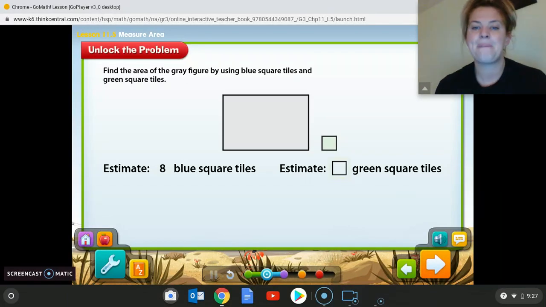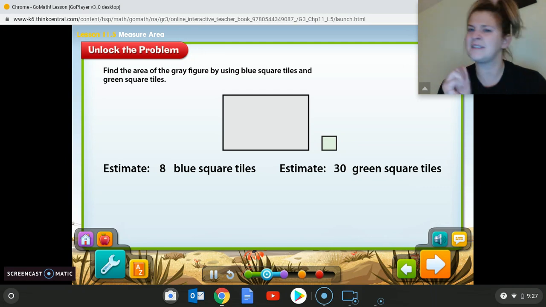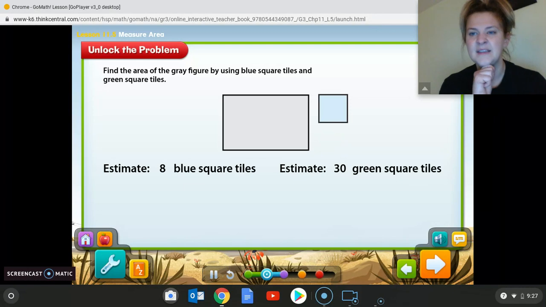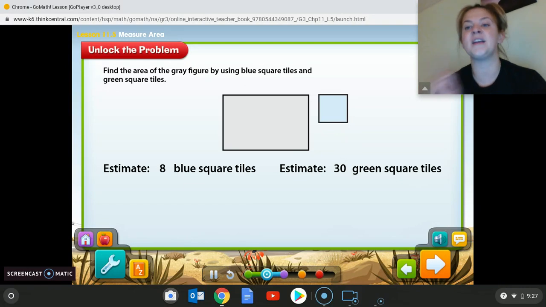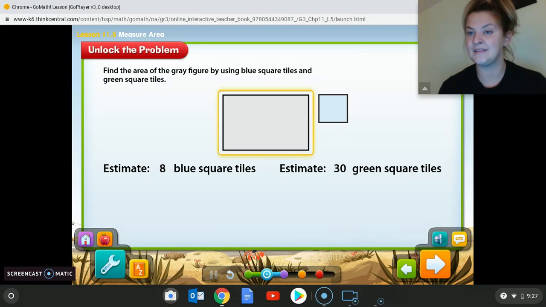Okay, well, I think I can fit 1, 2, 3, 4, 5 rows of 6. What's 5 rows of 6? 5 times 6? 30. So I think there's about 30 of those little green ones, and I think there's about 8 of the big blue ones. Do you guys agree with my estimate? Would you have had different estimates? And if you did, that's fine, because estimates aren't the real answer, but it keeps us on track to finding the real one. So are we ready to figure out how many blue squares are in this rectangle?